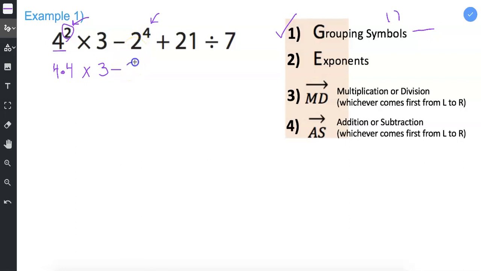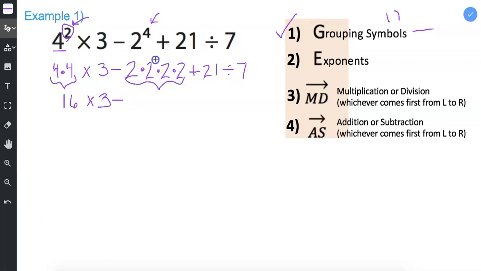So basically, I'll write 4 of those 2's. So it's telling you how many of the 2's you're multiplying together. And then I copy the rest of the problem. All right, next, 4 times 4 gives you 16. And then I copy down the multiply by 3 and the subtraction symbol.